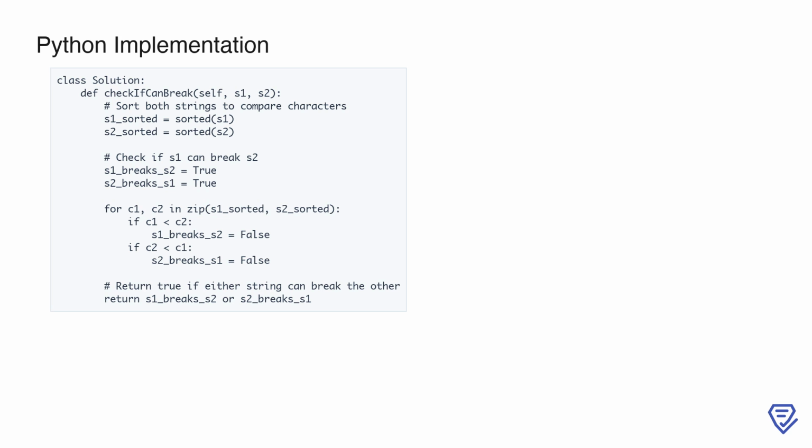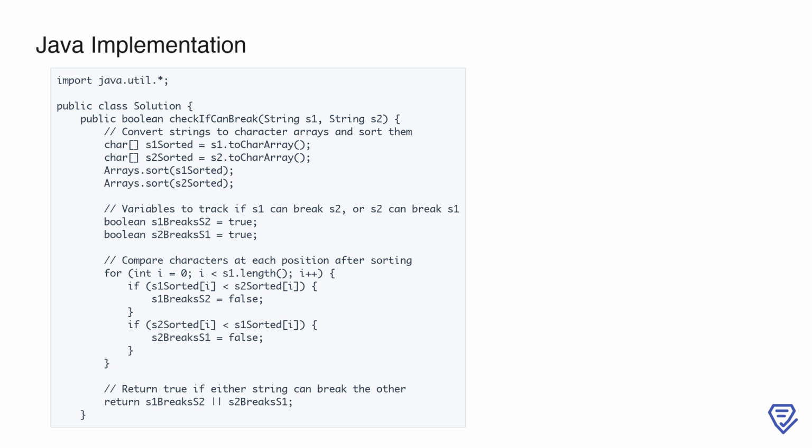Here, we define the checkIfCanBreak method, which takes two strings, S1 and S2, as input. The goal is to determine if one string can break the other. To start, we convert both strings into character arrays, S1 sorted and S2 sorted, and sort these arrays in ascending order. Sorting is important because it allows us to compare the corresponding characters of both strings in a systematic way.